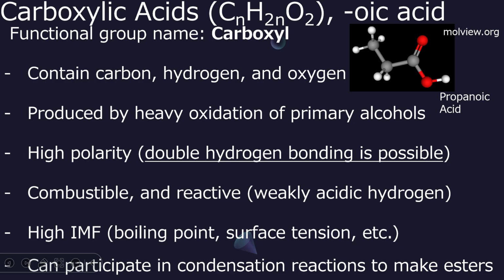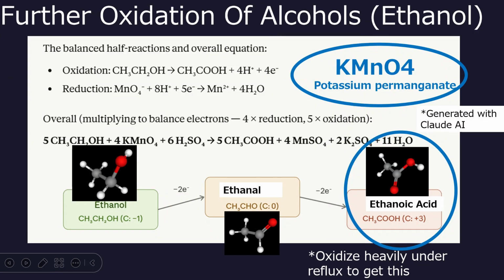So carboxylic acids, nothing really coming to mind other than vinegar. So vinegar, it tastes acidic, right? Sour, we generally associate with acidic things, and so we associate it with carboxylic acids as well, usually. Now, if we want a carboxylic acid, we might rather choose potassium permanganate, the stronger oxidizing agent, and just reflux this, heat it up for a decent amount of time, push everything to ethanoic acid, heavily oxidize it.